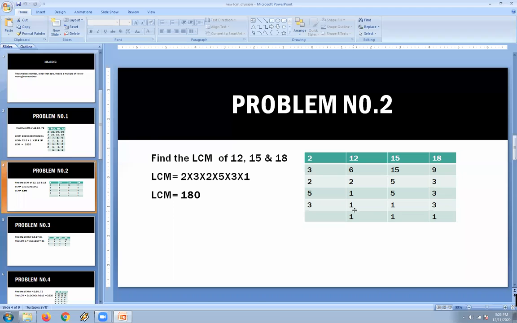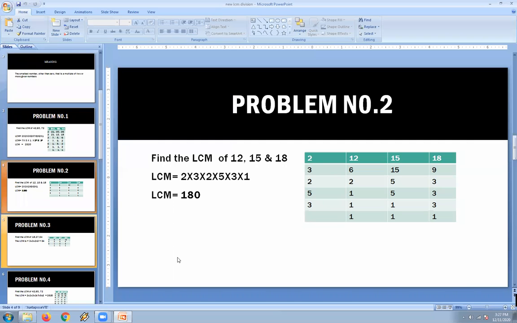So this 1 will be retained in the next step. Then 5 ones are 5. But 3 cannot be divided, so we retain it as it is for the next step. At last, only one number has to be divided because we got 1 here. So the last number is only 3, so it should be divided with 3 only, till the remaining things we get are equal to 1. If you want to eliminate this 1, it should be divided only with 1, right? So this is how we have to calculate the value of LCM.